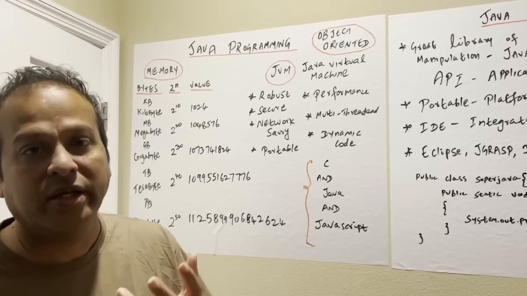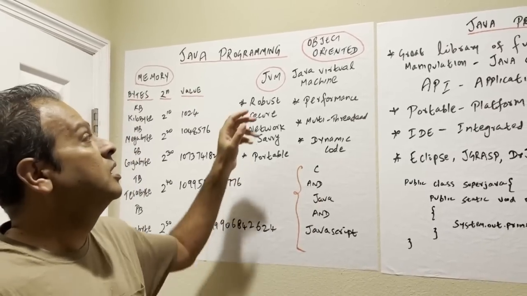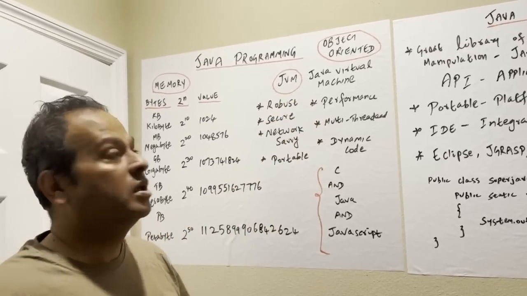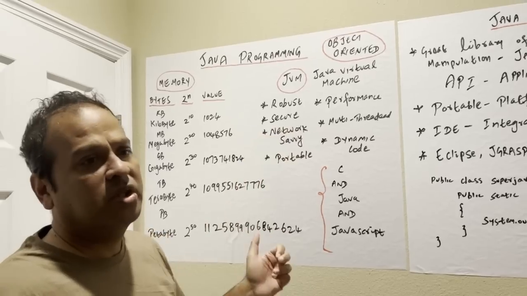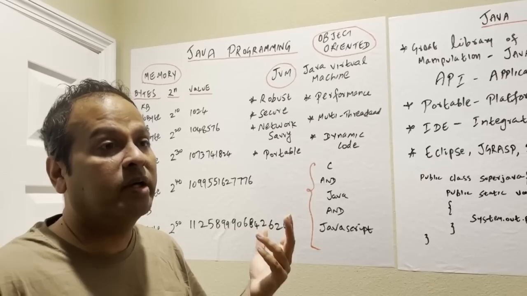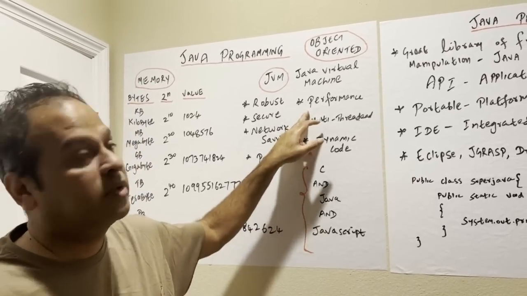Java, objects, classes. I'm going to talk about class in a little bit. JVM is the Java Virtual Machine. And why do we choose Java? Because we need speed in everything, high speed. Whatever program you write, it should execute very fast. That's what we need: performance, faster.